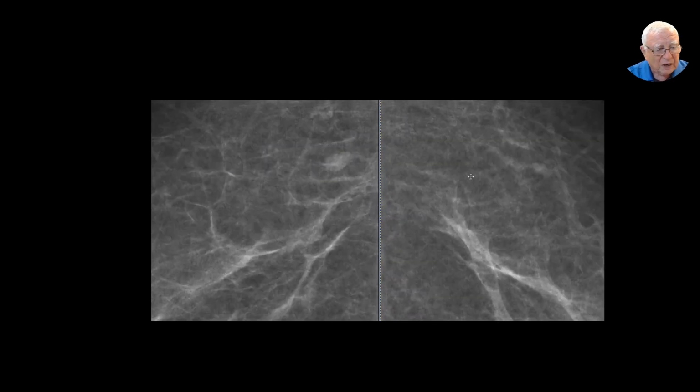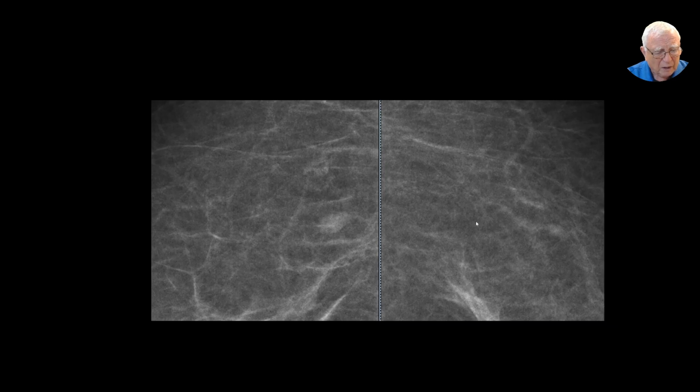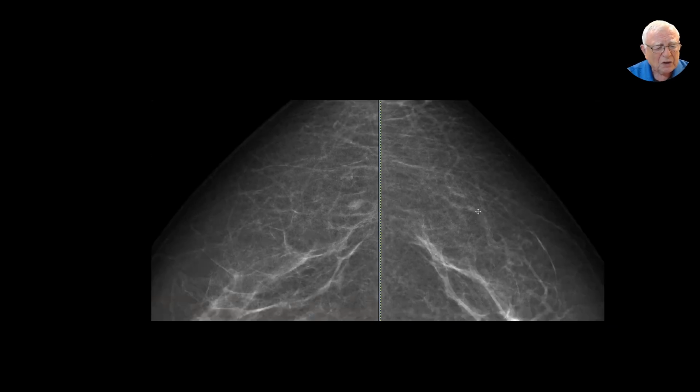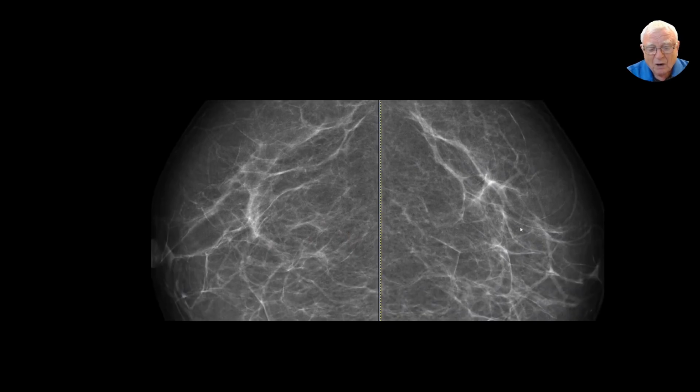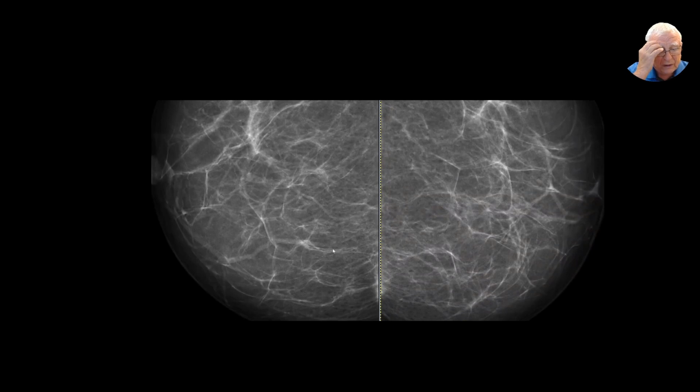Right there, you think it's a lymph node. Oh, sharply outlined. You're wrong. Don't ever try to be clever when looking at screening mammograms, unless it's an obvious calcified fibroadenoma.